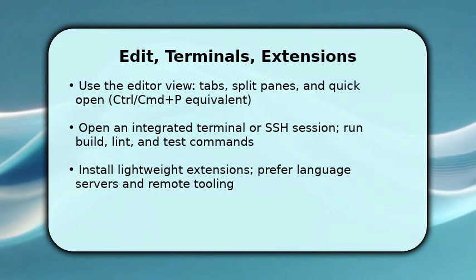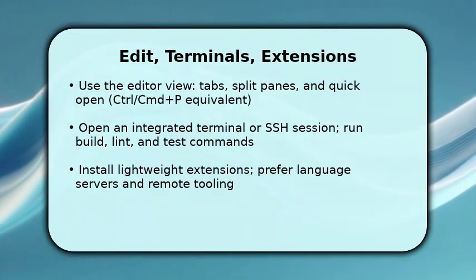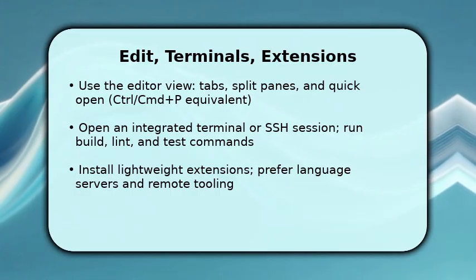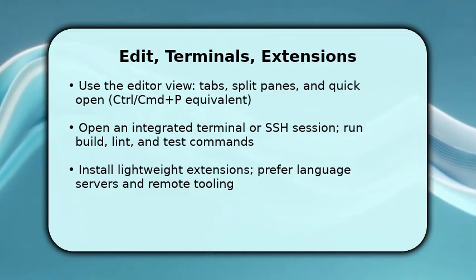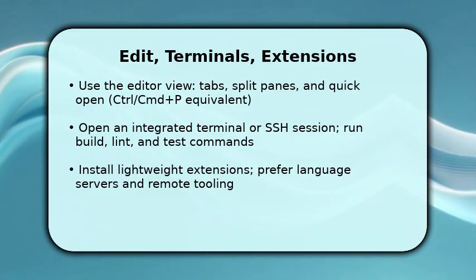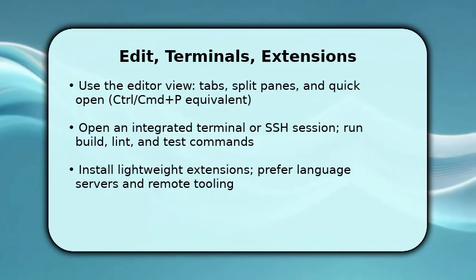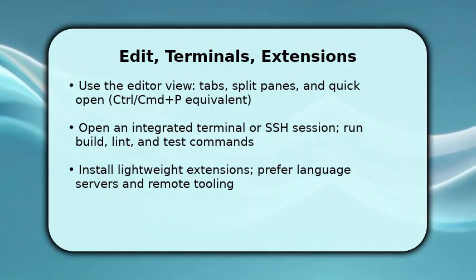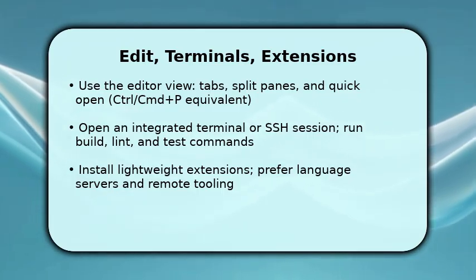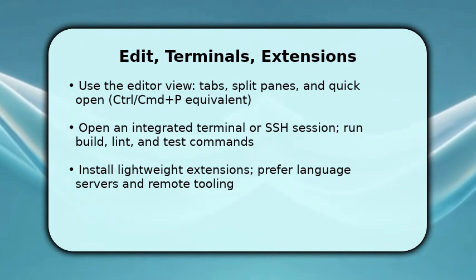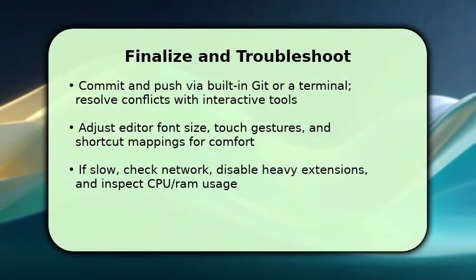Now continue by tailoring editing and tooling for touch and small screens. Use tabbed files and split panes to view code side by side, and rely on Quick Open to jump between symbols quickly. Open the integrated terminal or an SSH session to run builds, linters, and tests. This keeps feedback local and fast. Install only essential, lightweight extensions. Language servers and remote debuggers are most valuable on mobile because they provide code completion and diagnostics without slowing the device down.